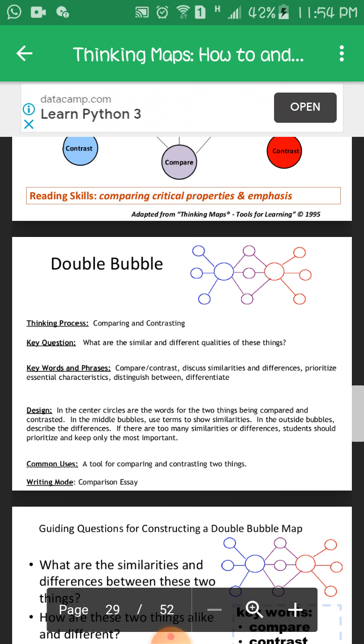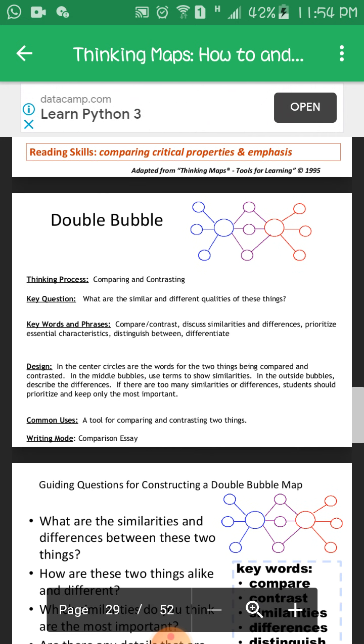What are the similar and different qualities of these things? Compare, contrast, discuss similarities and differences, prioritize essential characteristics, distinguish between or differentiate. There should be a design. In the center circle are the words for the two things being compared and contrasted. In the middle bubbles, use terms to show similarities. In the outside bubbles, describe the differences.